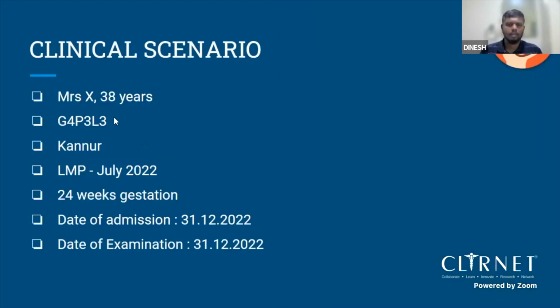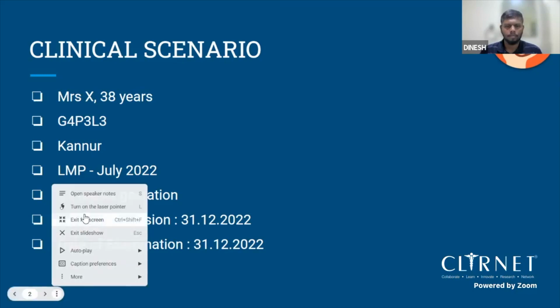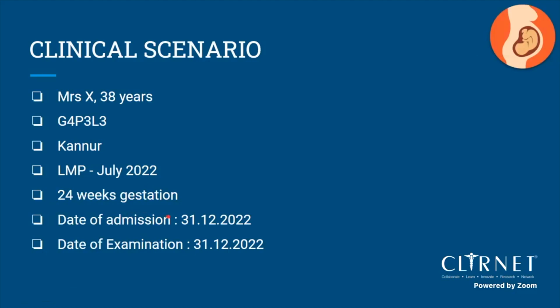Mrs. X, 38-year-old female, gravida 4, para 3, live 3, hailing from Kannur. She presented at 24 weeks of gestation. Her last menstrual period was on 18th July 2022. She got admitted on 31st December 2022, and I will be describing my examination conducted on the same day.